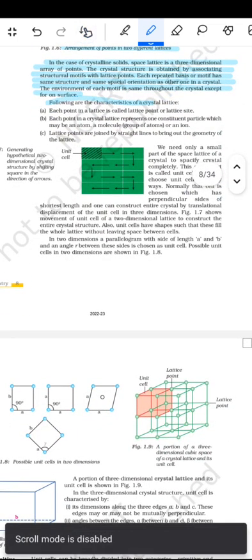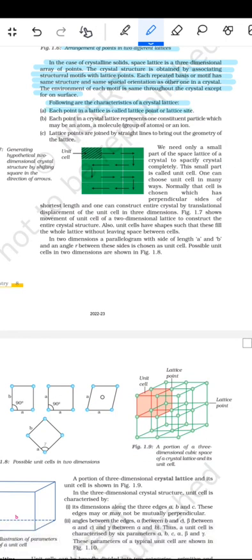And following are the characteristics of a crystal lattice. First, each point in a lattice is called a lattice point or lattice site. Second, each point in a crystal lattice represents one constituent particle, which may be an atom, a molecule or a group of atoms or an ion. Lattice points are joined by straight lines to bring out the geometry of the lattice. Or, we need only a small part of the space lattice of a crystal to specify the crystal completely.